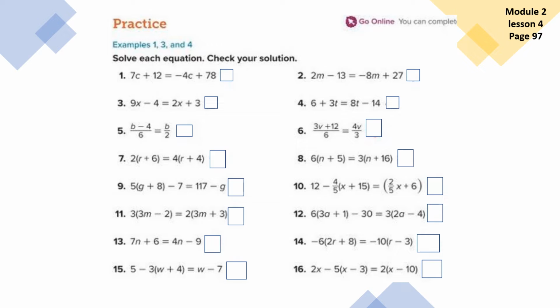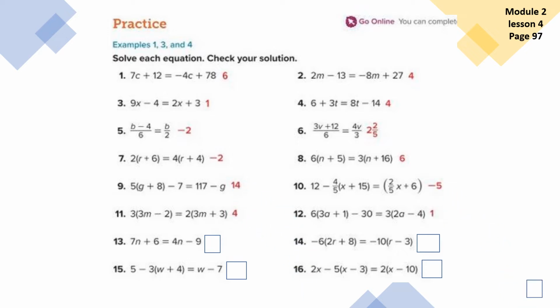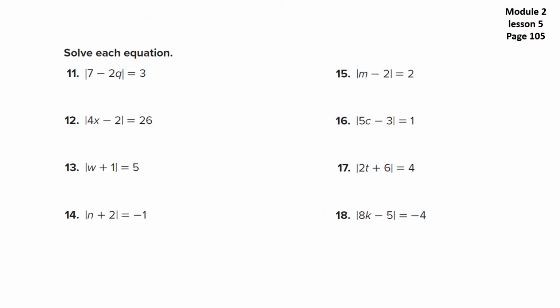Next, we have the equations. So here you had to solve for one variable. The solutions are as follows. So this is the answer key for questions 1 to 16, covered from module 2, lesson 4, page 97. Next, we have module 2, lesson 5, page 105, where we had done the absolute value equations. So you have two solutions for each part. These are the solutions. You can check your answers.